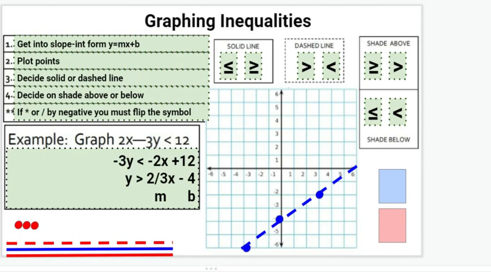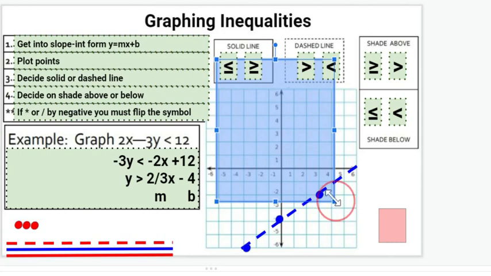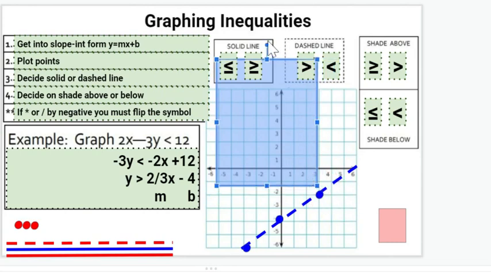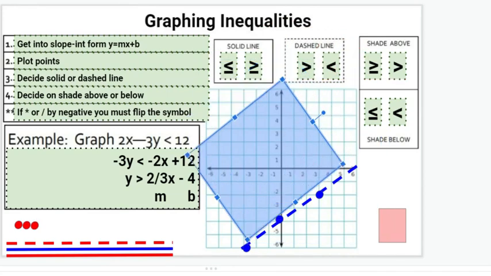Okay, step 4, decide on shade above or shade below. So again, that's based on my symbol after I had solved for y. So I have the greater than symbol, so let me come over here. Greater than symbol is shade above, because greater is above. So I'm going to take this blue rectangle over here, and I'm just going to shade in this general area. I don't want to go past my line. Let me rotate this to kind of match up with my line here a little more.